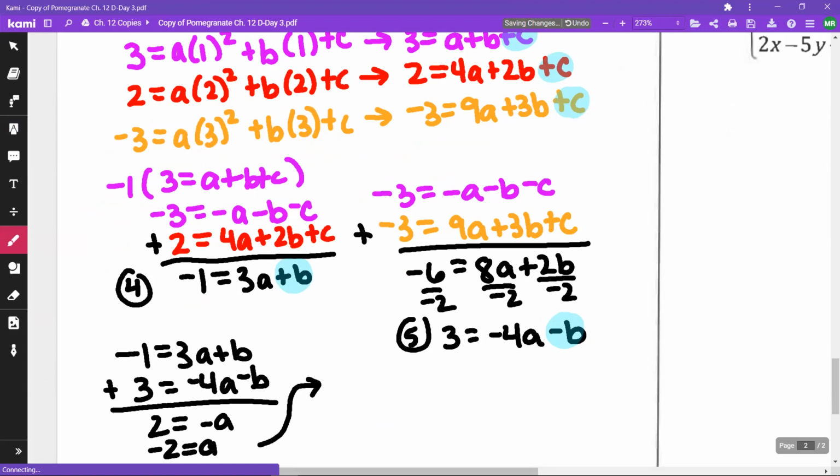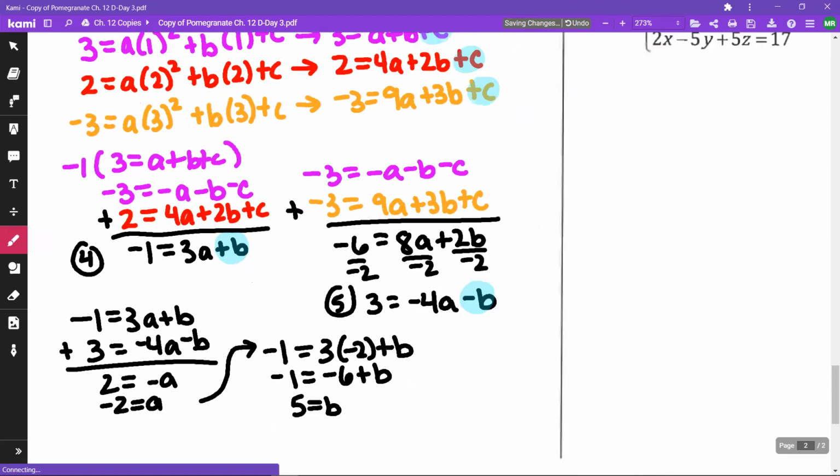So I'm going to put it into the one that has a positive b. So I'm going to go -1 is equal to 3 times my a, which is -2, plus b. So I get -1 is equal to -6 plus b. I add 6 and I get my b is 5.